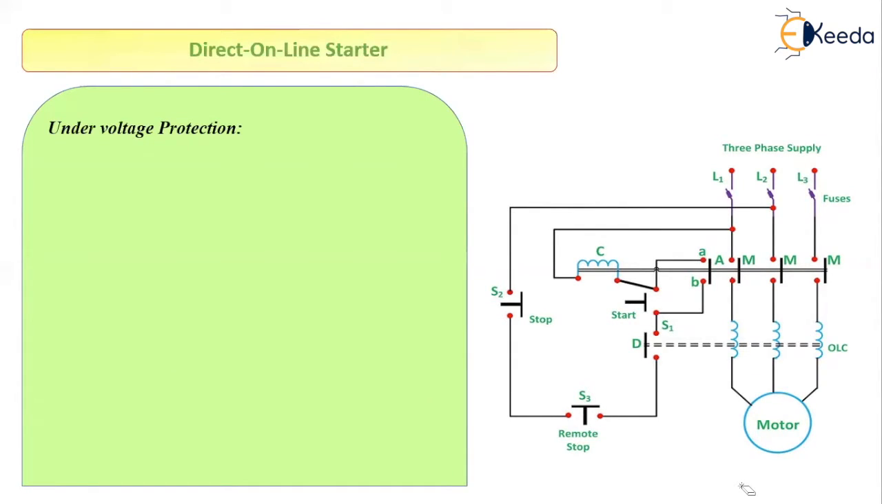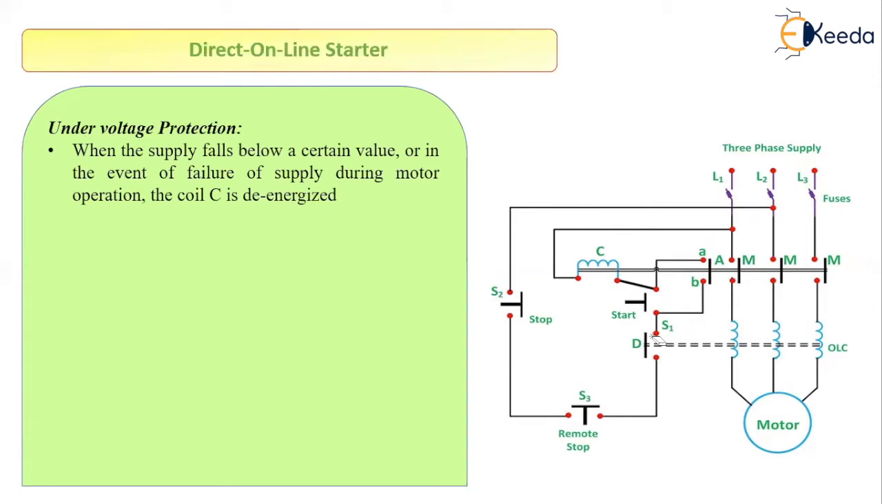Now there are also certain protection schemes which are provided in the DOL starter. So first we are going to study the under voltage protection. Suppose in certain cases, the supply voltage falls below a certain level. It will cause failure of supply to the motor. So what will happen here? As your supply is falling below a certain value, this contactor C will de-energize. So automatically, as it is de-energized, the contacts will go to their original position, they will open, and the motor will be disconnected from the supply. So this was about the under voltage protection.